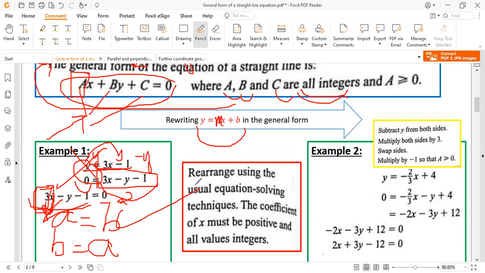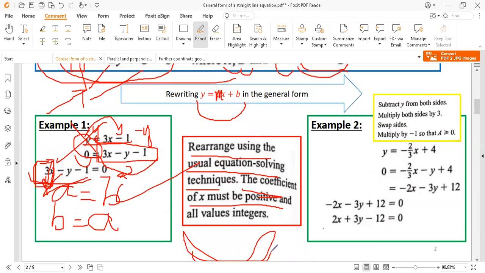So the main idea here is to rearrange, using as usual equation solving techniques. The coefficient of x must be positive and all values, as I said before, integers. So if we have, for example, y equal to minus 2 over 3 x plus 4, first of all, the first step is to move all the terms to one side of the equal. So it is easy to move y. Y becomes minus y, or we subtract y from both sides of the equal to obtain minus 2 over 3 x minus y plus 4.